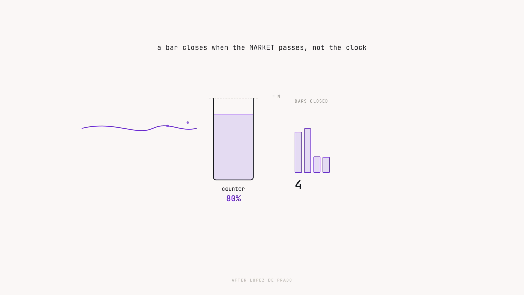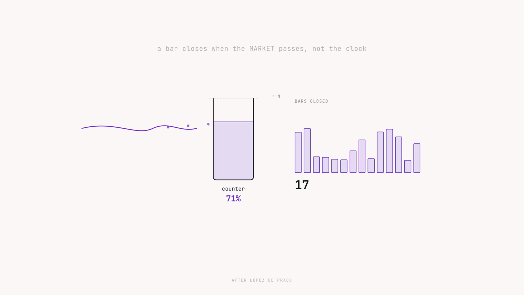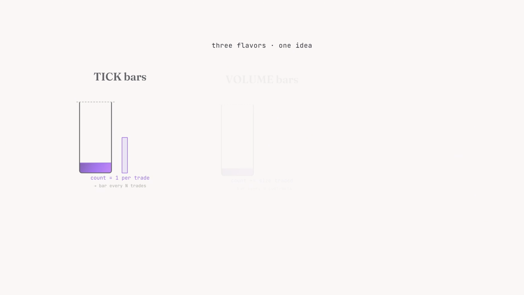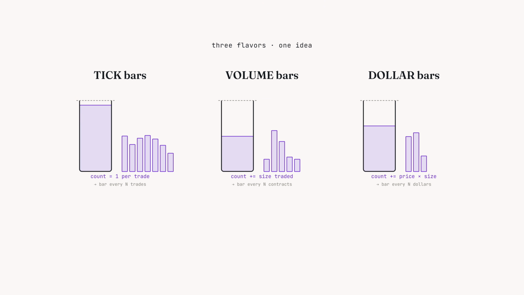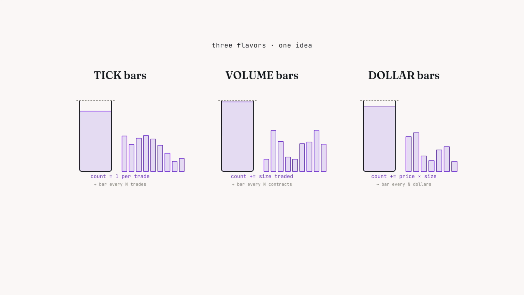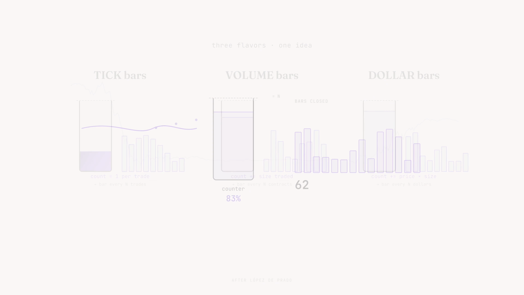Here's the fix López de Prado proposes. Stop sampling by the clock. Sample by activity. Form a new bar not when a fixed amount of time has passed, but when a fixed amount of the market has passed. 3 flavors. Tick bars. A new bar every n transactions. Volume bars. A new bar every n contracts or shares traded. Dollar bars. A new bar every n dollars exchanged.